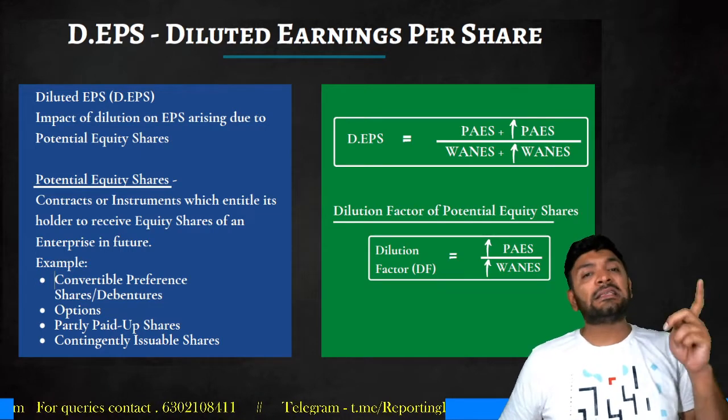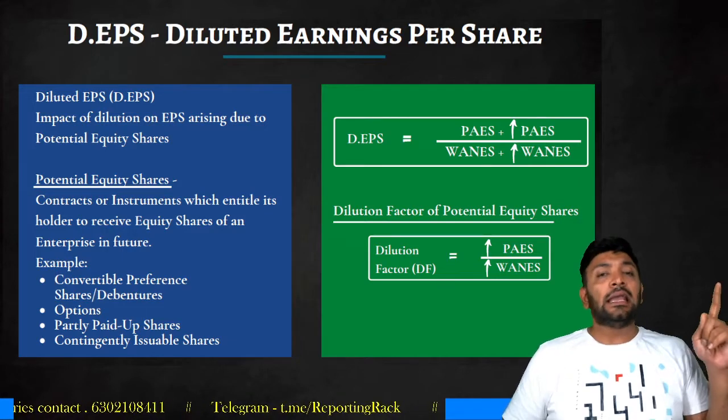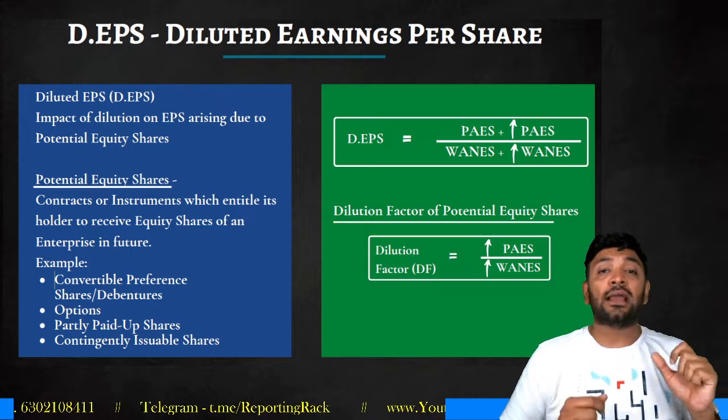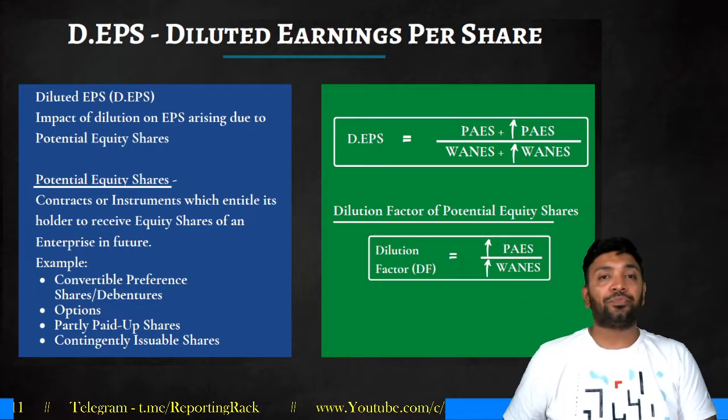Therefore, there is an increase in PAES, or PAES, and also an increase in WANS. Increase in PAES to the extent of the debenture interest. Increase in WANS to the extent of the number of shares issued on conversion of the debenture.